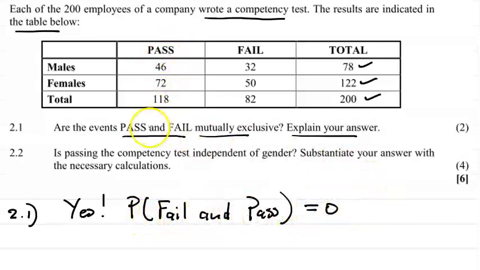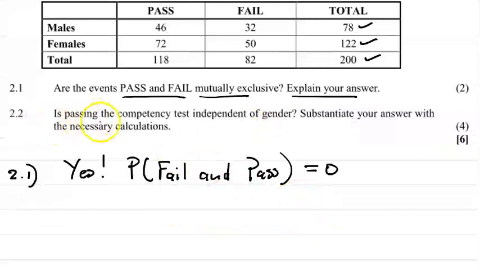Once again, remember, mutually exclusive events cannot occur at the same time. Therefore, the probability of the two events passing and failing must equal 0. 2.2 is passing a competency test independent of gender. Substantiate your answer with the necessary calculations.